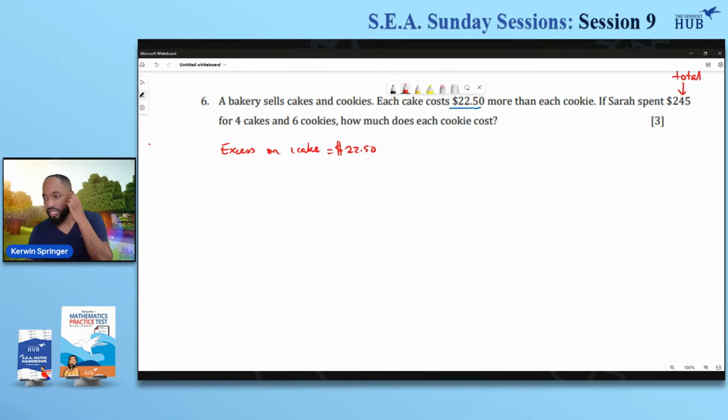So the excess on 1 cake is $22.50. But if Sierra spends money on 4 cakes and 6 cookies, we are trying to make the amount of money you spend on the cakes match the amount of money you spend on the cookies. So we want to remove that excess. So the excess on 4 cakes, we need to multiply $22.50 by 4. Take your time and do that. You should get $90. So 4 cakes, $90.